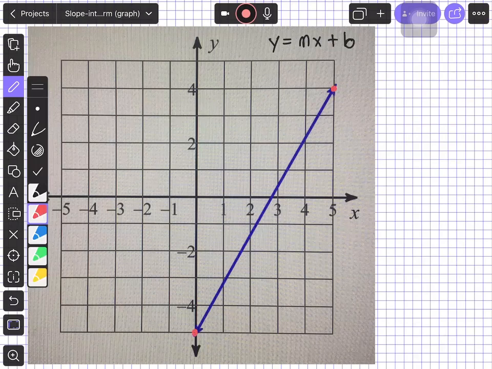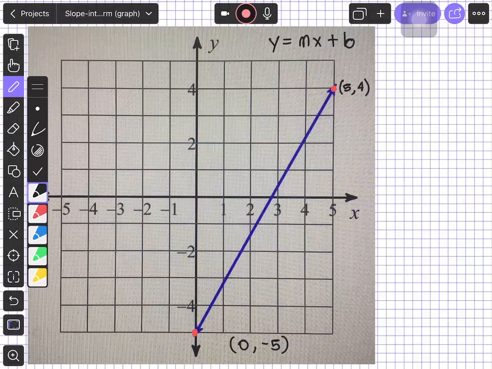Now that we have both points, we need to get their coordinates. The coordinates for this point here are 5, 4, and this one down here, 0, minus 5. All right. With the coordinates found, we can identify our points as point 1 and point 2.